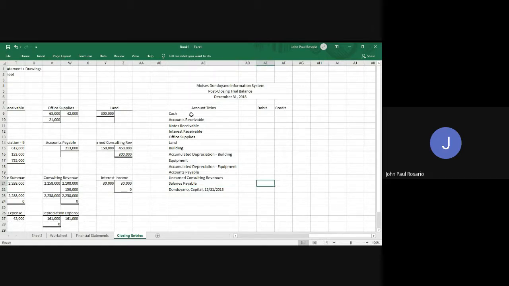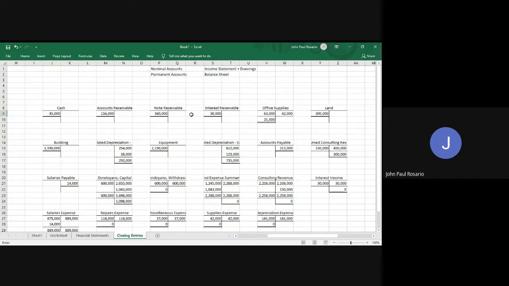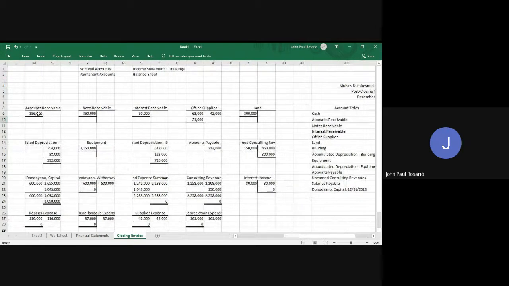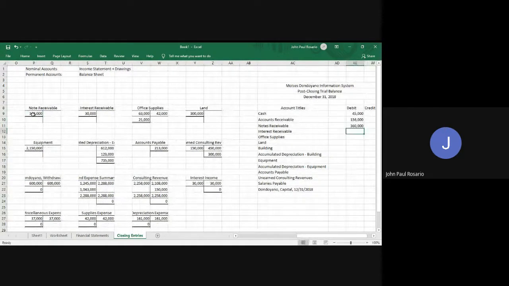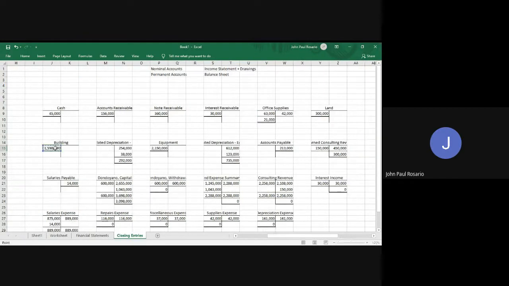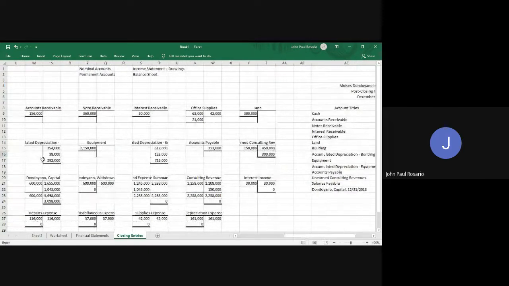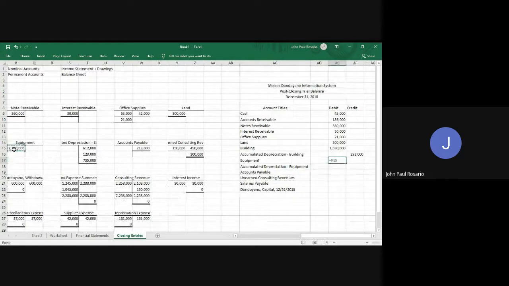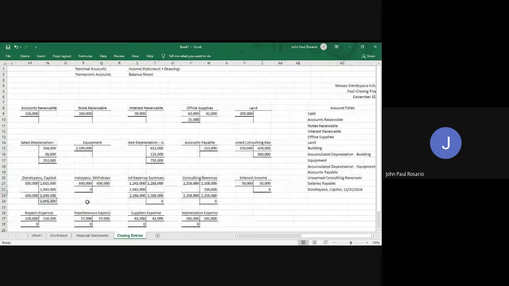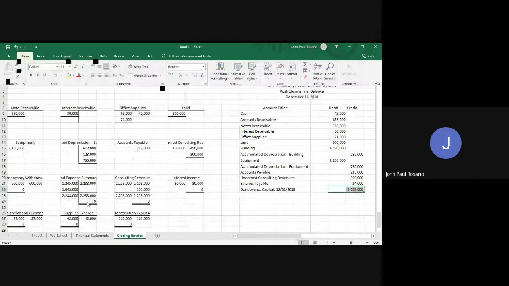Okay. So the amounts here: cash, debit 45; accounts receivable, debit 156; notes receivable, debit 360; interest receivable, debit 30; office supplies, debit 21; land, debit 300; building, debit 1590; accumulated depreciation, credit 292; equipment, debit 150; accumulated depreciation of equipment, credit 735; accounts payable, credit 213; unearned consultation revenue, credit 300; salaries payable, credit 14; and your adjusted capital, 3098 credit.